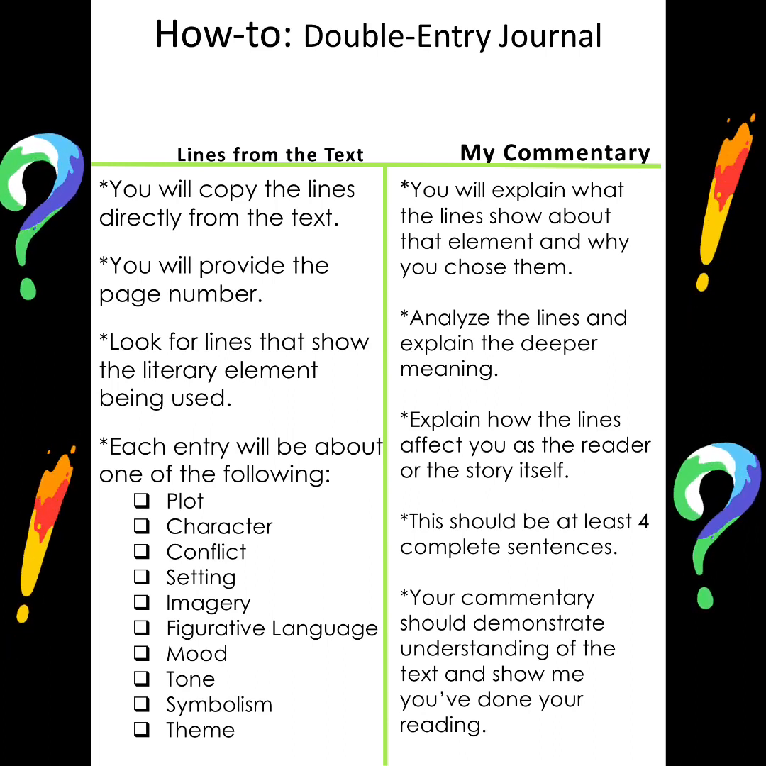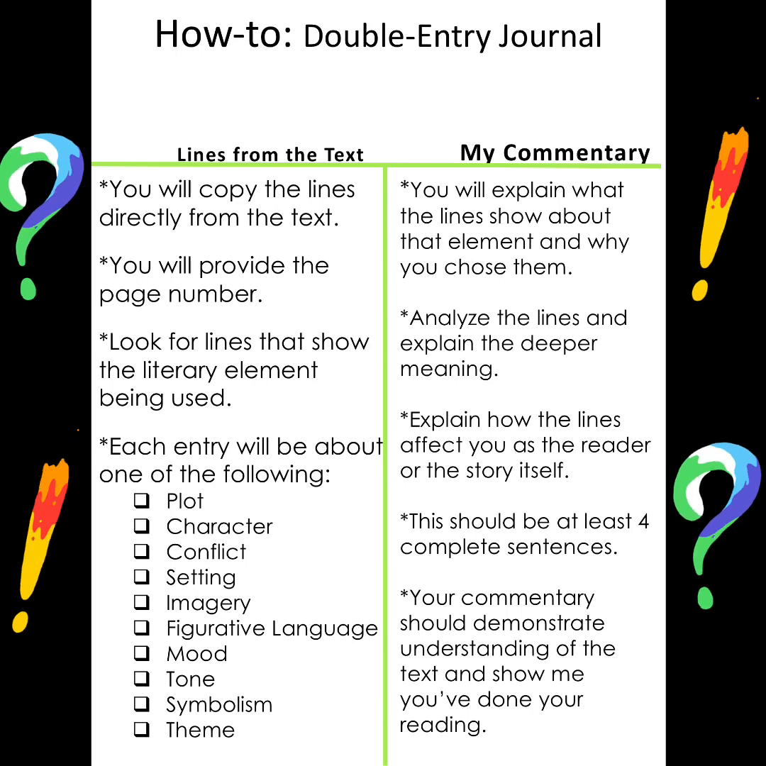For our next work, we are going to keep a double entry journal that demonstrates our understanding of different literary elements used in our independent reading books. As you read, you're going to look for lines that show a literary element being used. We are going to talk about each literary element in depth in class, and you will look through your independent reading book for examples. Some elements to keep an eye out for are plot, character, conflict, setting, imagery, figurative language, mood, tone, symbolism, and theme.